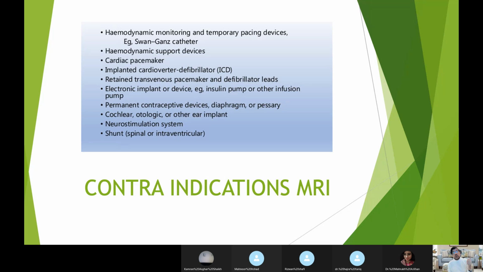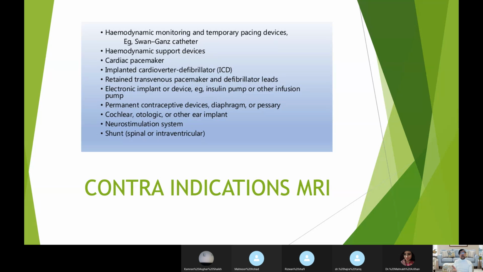This is important. So cochlear implants, otologic hearing devices, ear implants, neurostimulation system, and shunts. These are all contraindications. So if in an exam situation, somebody asks you the contraindications of the MRI, then you should know at least 3 or 5 of them, right?